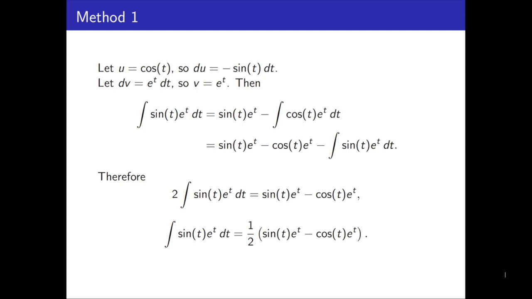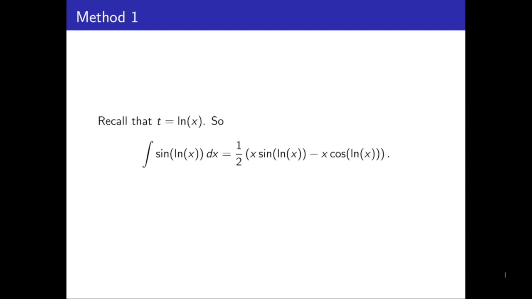So at the beginning we said let t equal natural log of x, so now we'll replace these t's with the natural log of x, and this is the expression we get. We take x times sine of natural log of x minus x times cos of natural log of x, and we divide the whole thing by 2.